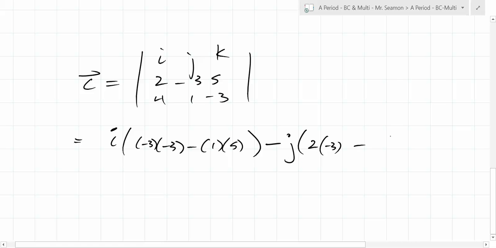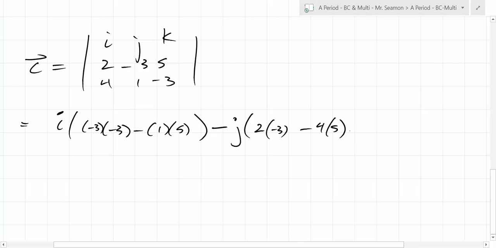Minus what? Minus 4 times 5, thank you. Plus K times 2 times 1 minus 4 times negative 3. Is it really easy to make a mistake with regards to a sign?